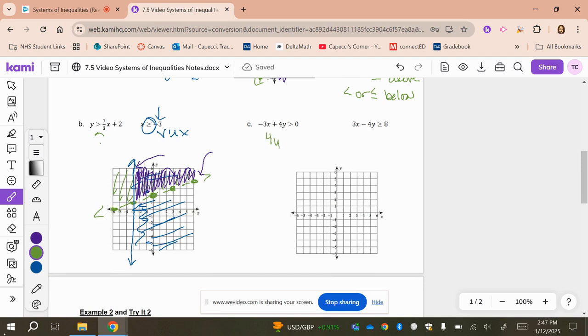Again, I have to get this in slope-intercept form. So I'm going to bring that negative 3x to the other side. I divide both sides by 4. So I have y is greater than 3/4 x. All right, so my y-intercept is at 0. My slope is positive 3 over 4. So I'm going to go up 3, 1, 2, 3, to the right, 1, 2, 3, 4. I'll do one in the other direction. 1, 2, 3. 1, 2, 3, 4. Again, that's greater than, so that's dashed and shaded above.